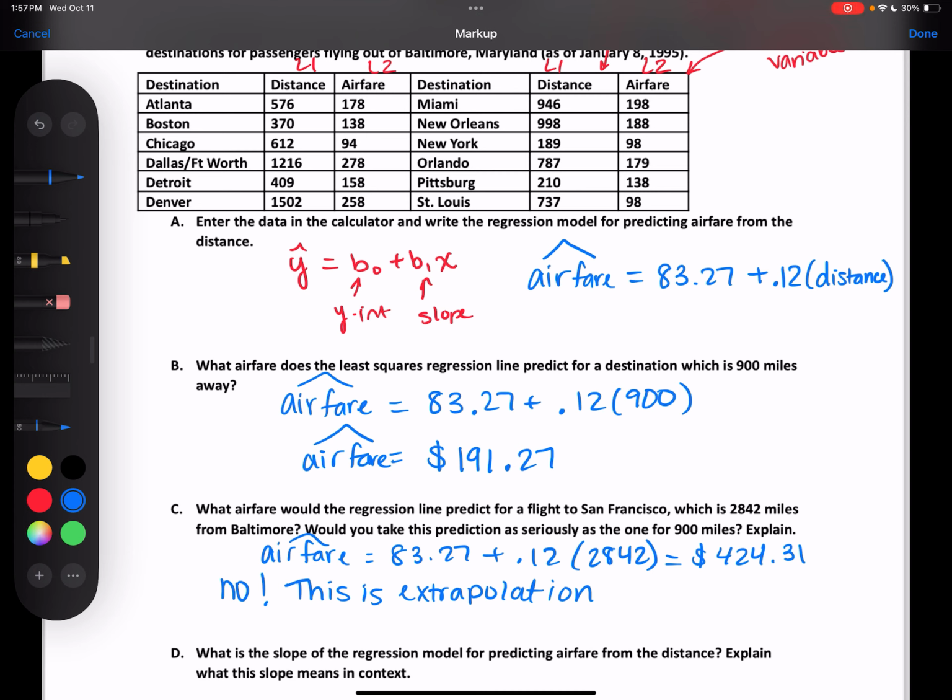But this 2,842 is over 1,000 miles farther than the next one within our data. It's about 1,300 more. So this is outside of our data set, which is basically what extrapolation means. So 2,842 is outside the data set. So be cautious.